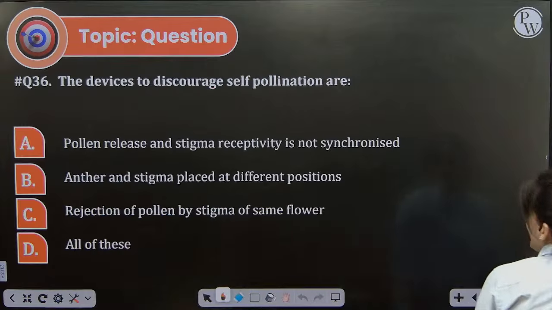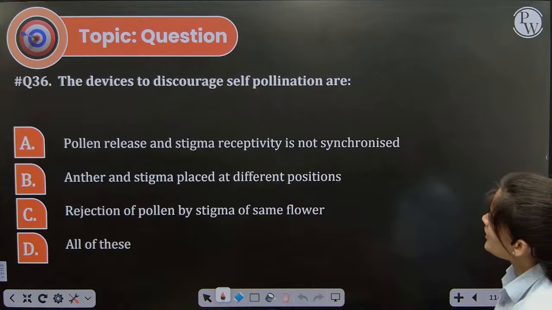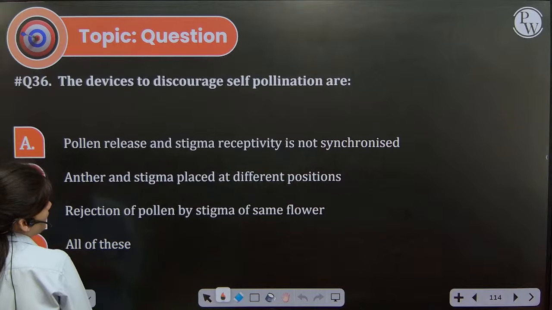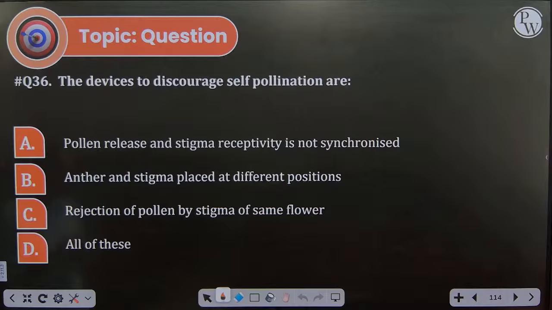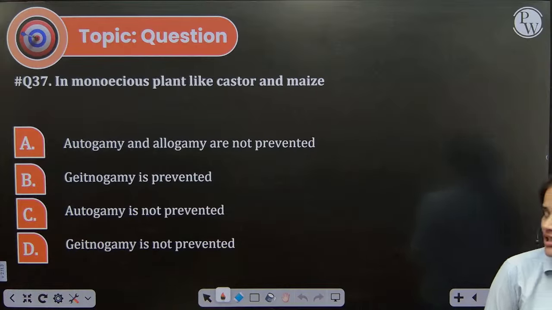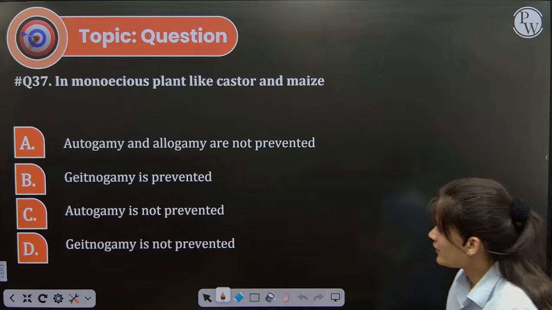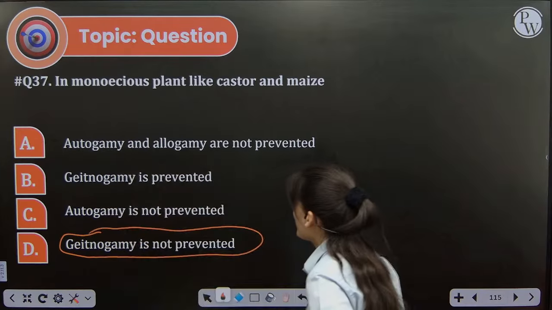Next, the devices to discourage self-pollination. They are: pollen release and stigma receptivity not synchronized; anther and stigma placed at different positions; and rejection of pollen by the stigma of the same flower, that is self-incompatibility. All of these are examples of outbreeding devices. In monoecious plants like castor and maize, what happens? Autogamy is prevented, but geitonogamy is not prevented because the same plant has both male and female reproductive parts.